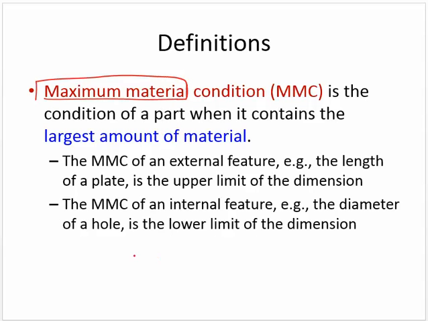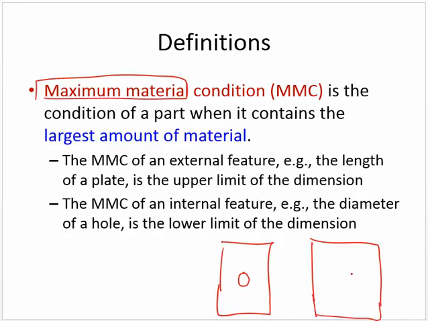All right, so for example, if I have a part here, if I make a small hole and I take this same part, pretending to the same sizes, and I have a big hole here, well, when does this part have the most material, the most steel? Well, it's when it has the smallest hole. So that's what they're saying here. The MMC of an internal feature, the diameter of the hole, is the lower limit of the dimension. When we have the hole being the smallest, is when we have the most material.